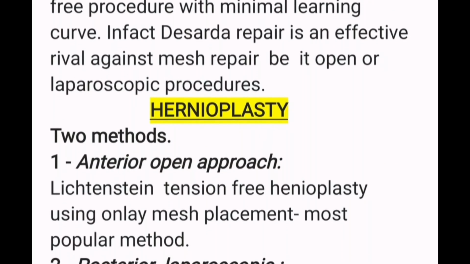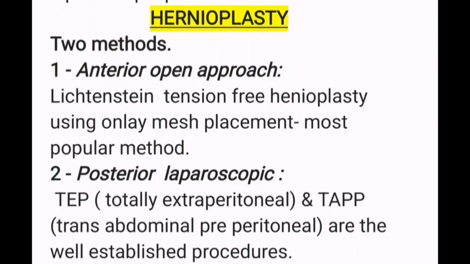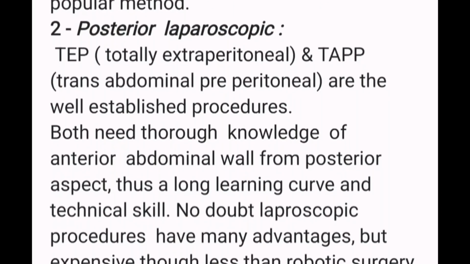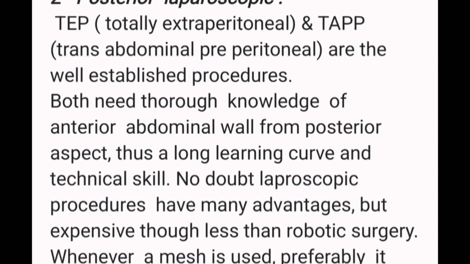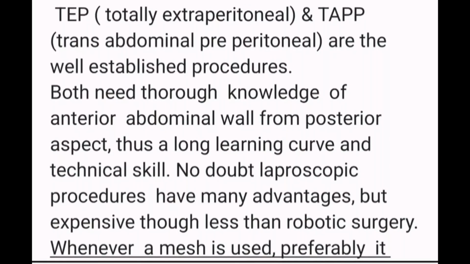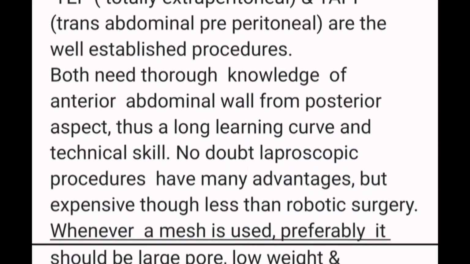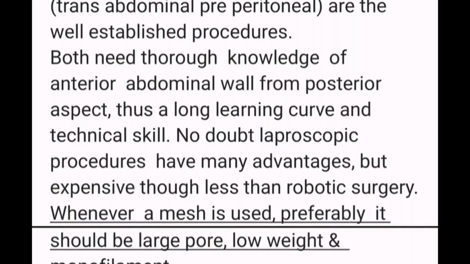Hernioplasty. There are two methods. One is anterior open approach, Lichtenstein tension-free hernioplasty using only mesh placement is the most popular method. Number 2, posterior laparoscopic. TEP and TAPP are the well-established procedures, but need thorough knowledge of anterior abdominal wall from posterior aspect. Thus, a long learning curve and technical skill is needed. No doubt, laparoscopic procedures have many advantages, but expensive, though less than robotic surgery.